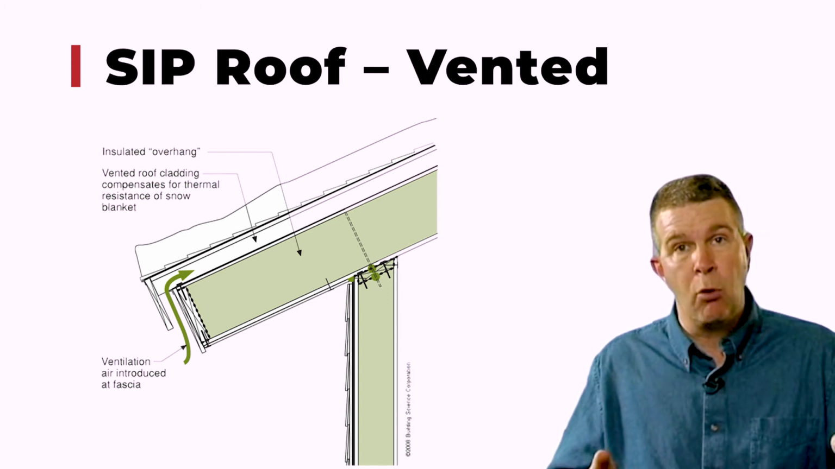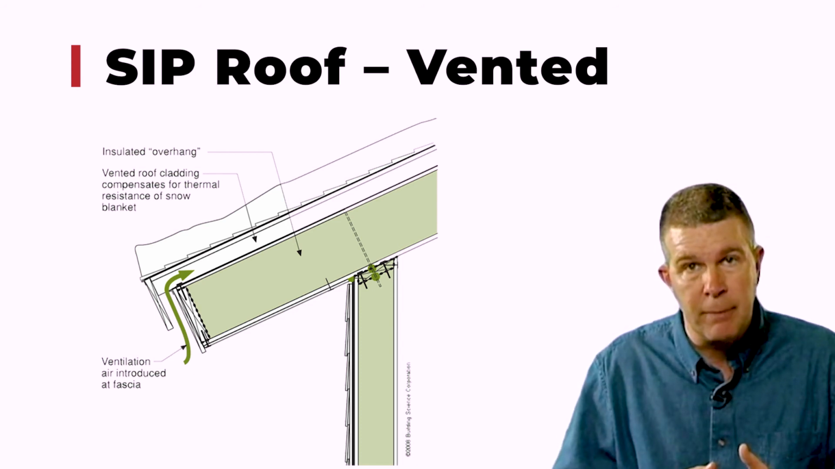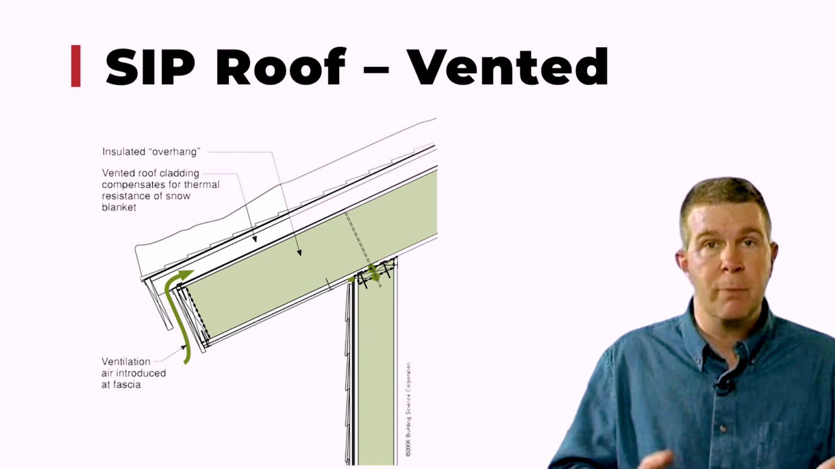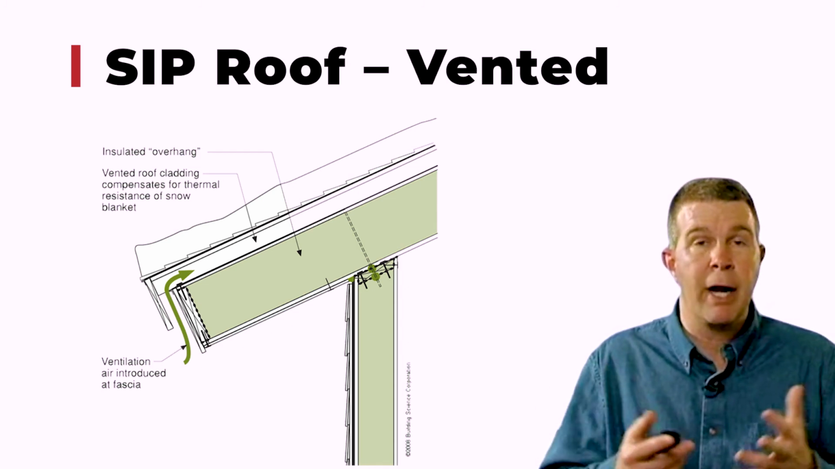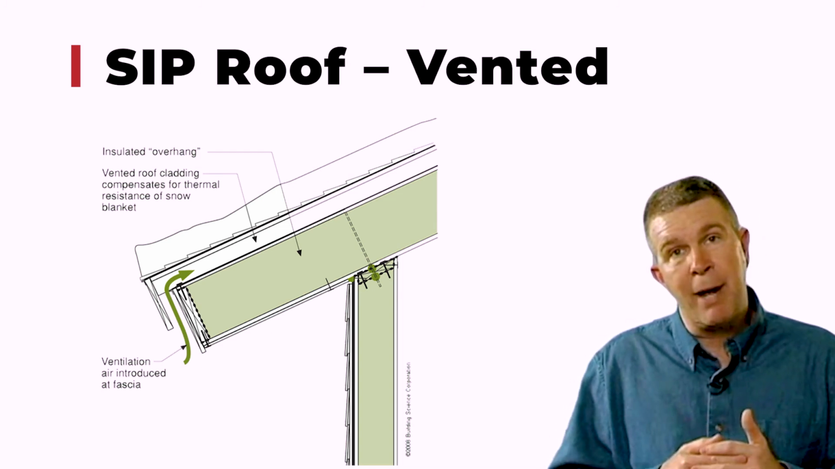Because now we have bulk water, which is going to start tearing up our building. It will destroy SIPs if they get wet and stay wet, any type of SIP. It's going to absorb that water and we're going to have a problem. That's why we're going to do that back ventilating.